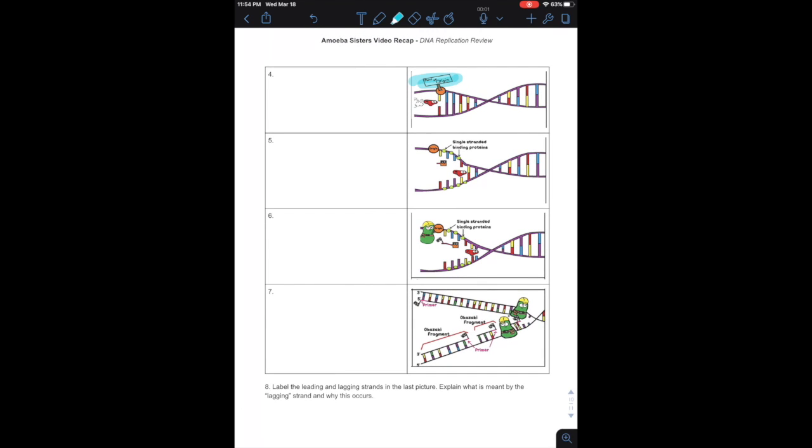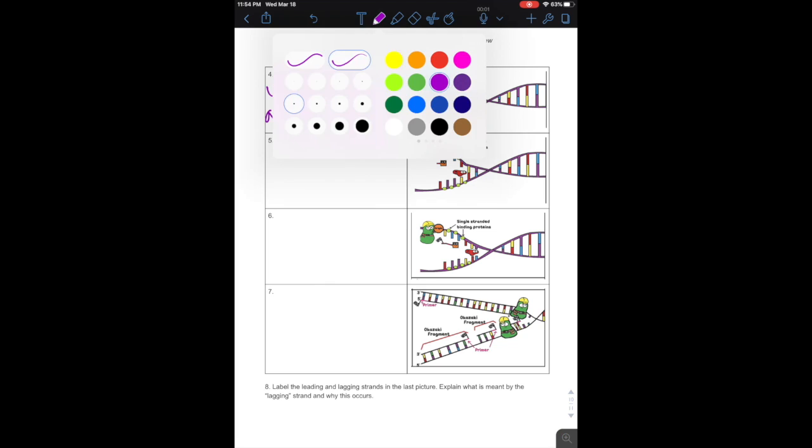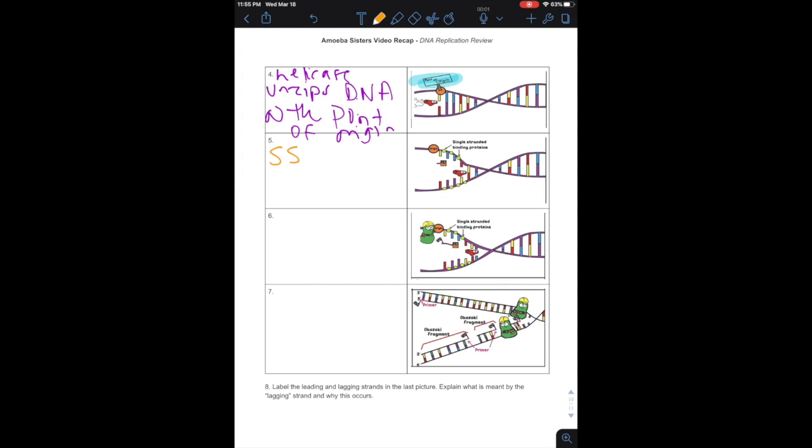So picture number 1, right at the point of origin, you see little enzyme helicase. Helicase unzips DNA at the point of origin. Picture number 2, single-stranded. This talked about it in the Amoeba Sisters video, but there's these single-stranded binding proteins that keep the strands apart, keep them from coming back together.